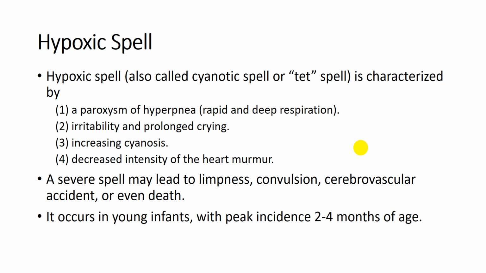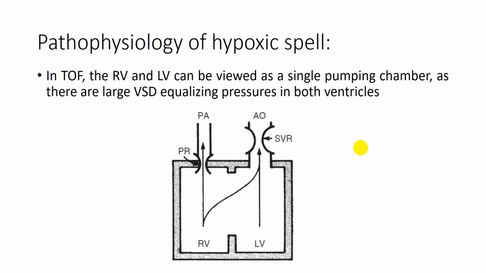A severe spell may lead to limpness, convulsion, cerebrovascular accident, or even death. It occurs in young infants with peak incidence at 2 to 4 months of age, and it is less common after 2 years of age. Why? Because after 2 years of age there is development of arterial collaterals from the aorta to the pulmonary artery, so the pulmonary blood flow is maintained by the collaterals.